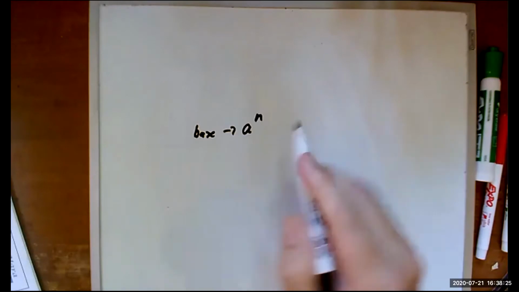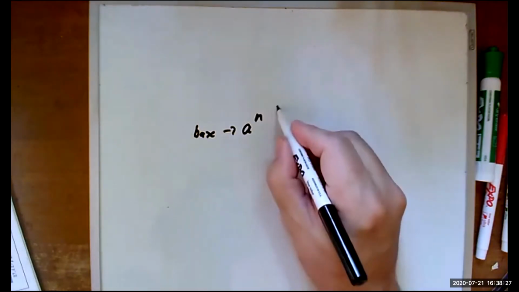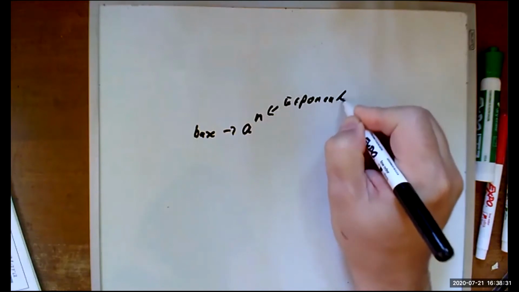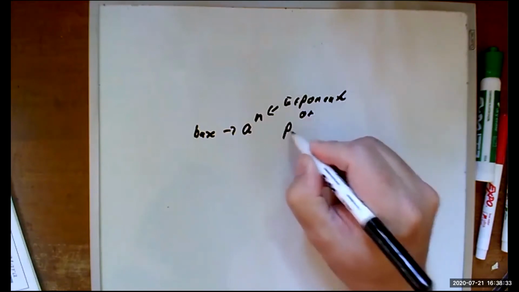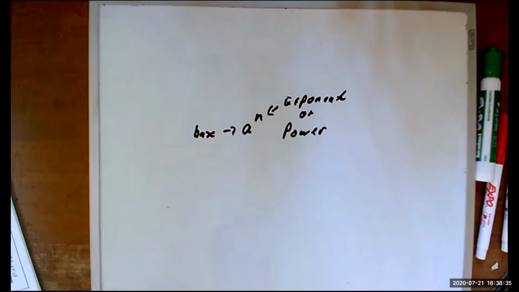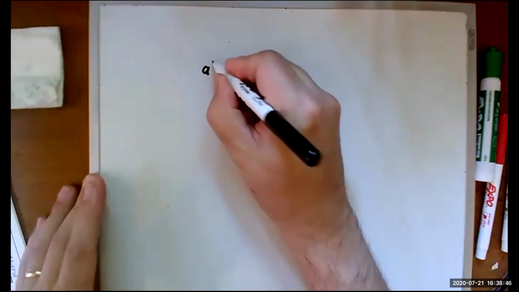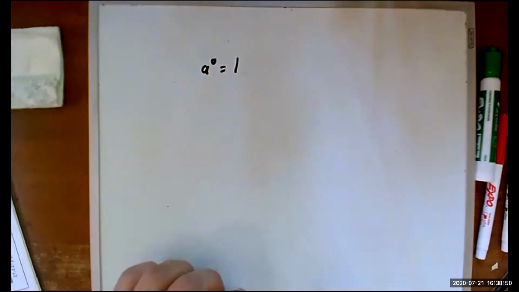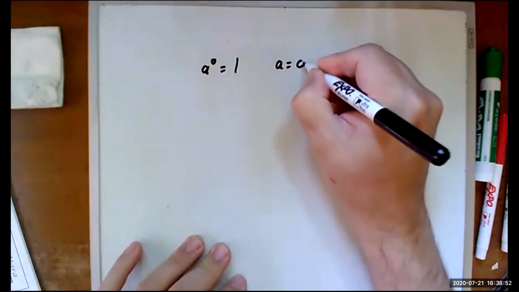So, in an exponential expression, like this one, A is called the base. So any number that's there at the bottom, that's called the base. And then this, of course, up here is called the exponent. Sometimes we also call it the power. And then we get into a bunch of laws that are based on this.